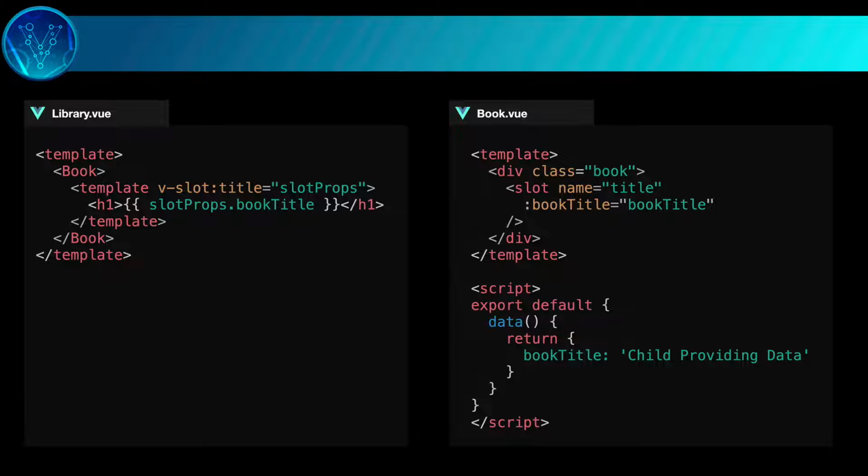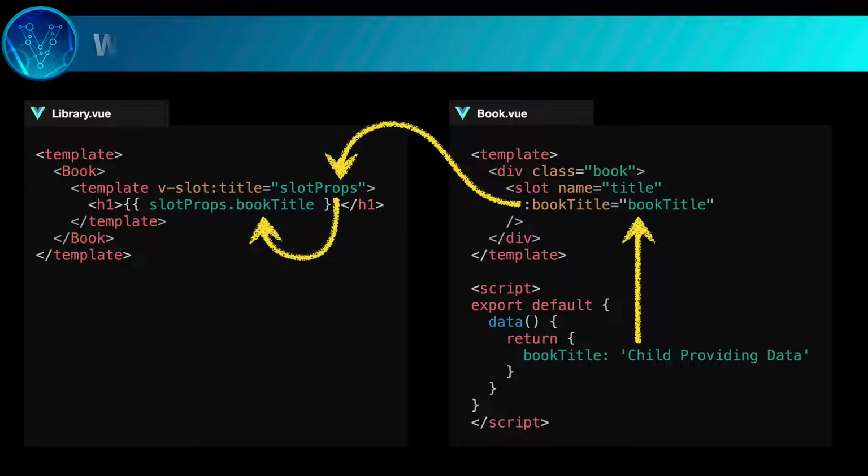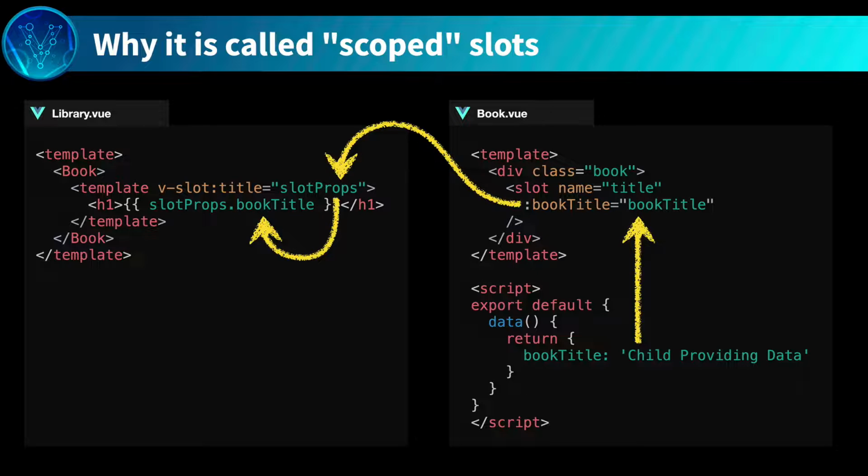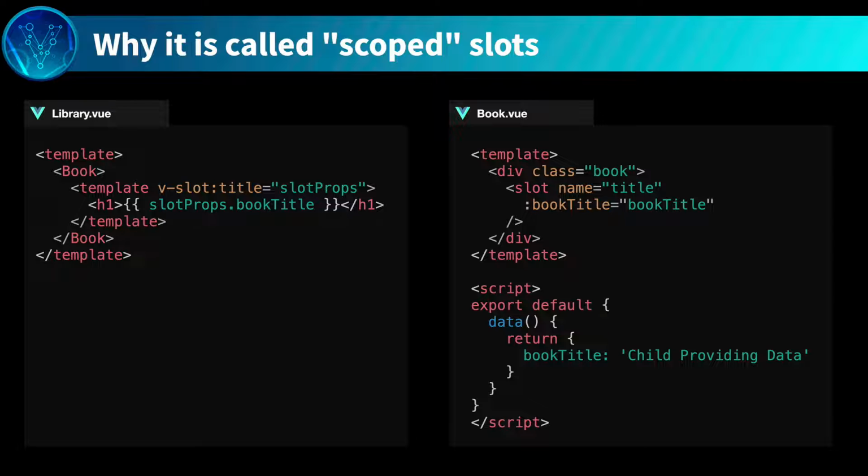Let's get started. As a quick overview, in our book.vue component, we have a book title property inside of our data store that's populating the book title attribute for our slot name title. The book title prop here is then exposed inside of slot props, which then allows us to render it using slotProps.bookTitle. And so the question we want to answer here is why it is called scope slots. The reason it is called scope slots is because our slot props are scoped only to the template block.